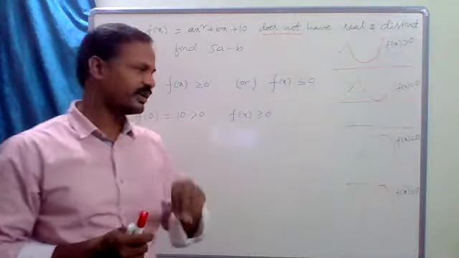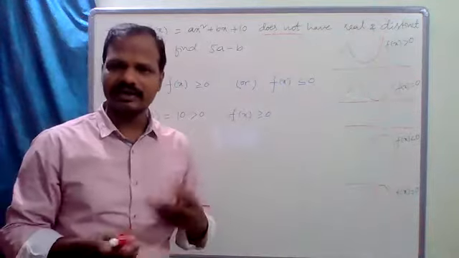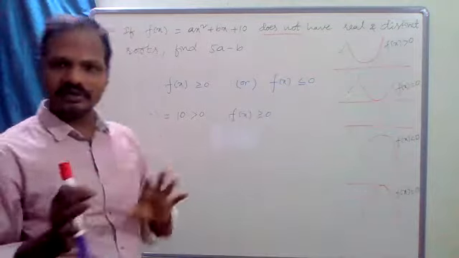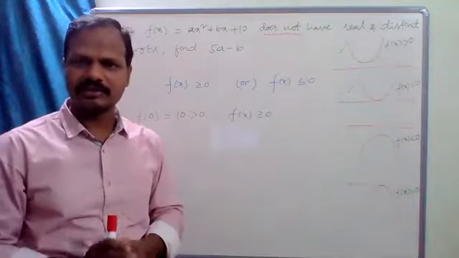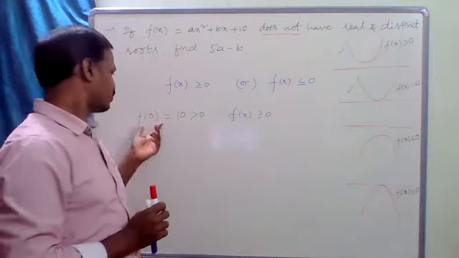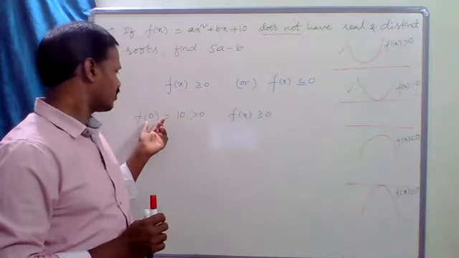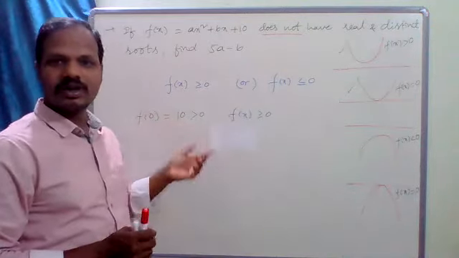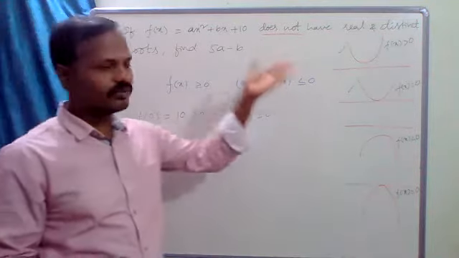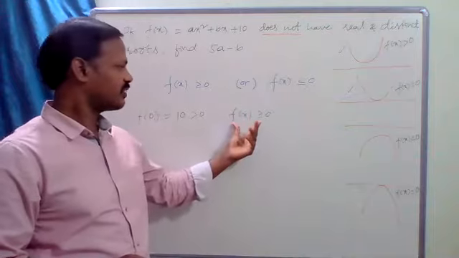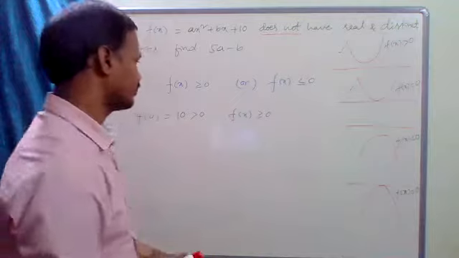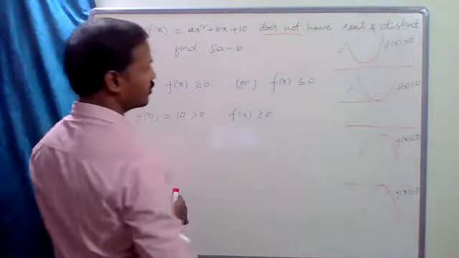Of course, you can take any value, not only 0. Any value: 1, 2, 3, 4, or -1, -2, anything. But 0 is the simplest one, that's why I took 0. Since f of 0 is positive, what does that mean? The graph is above the x-axis. So f of x is greater than or equal to 0.